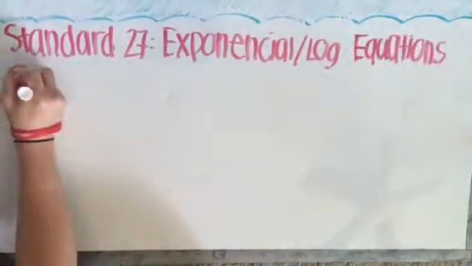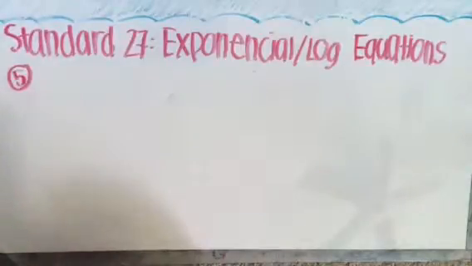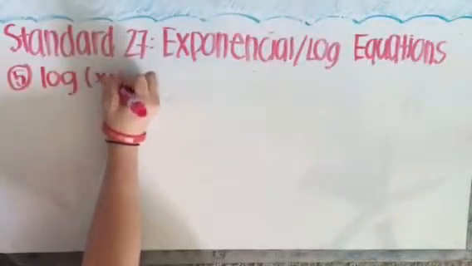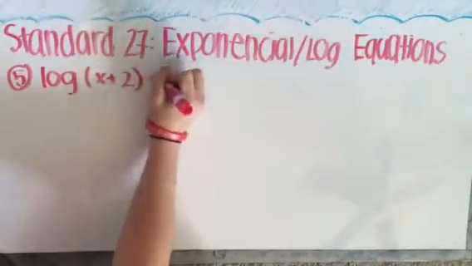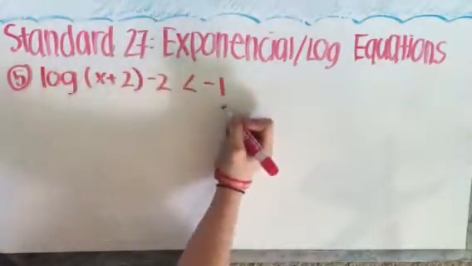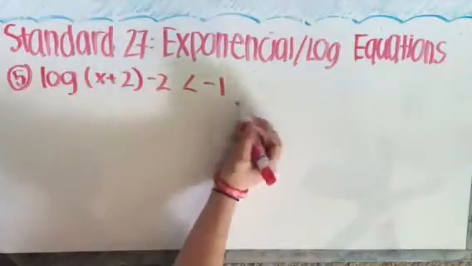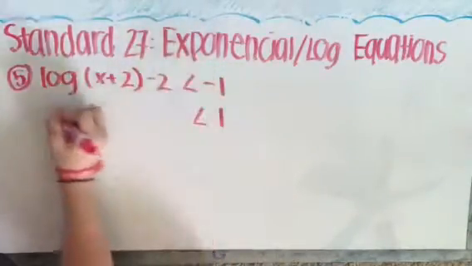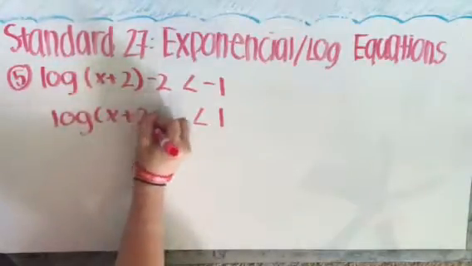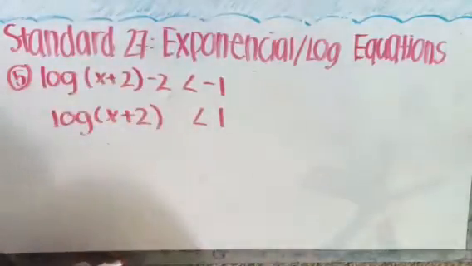Problem 5. Solve the following inequality for x. Answer in interval notation. Log of x plus 2, minus 2, is less than negative 1. So you're going to move the negative 2 over, so it would be positive 2 over here, which will equal to just 1. So that's log of x plus 2 is less than 1.